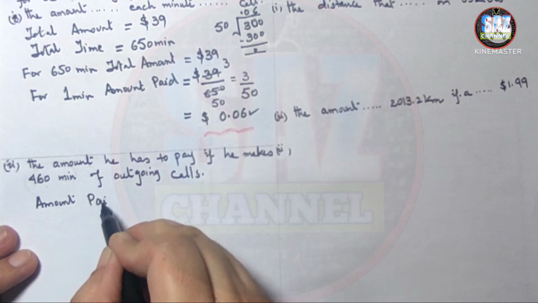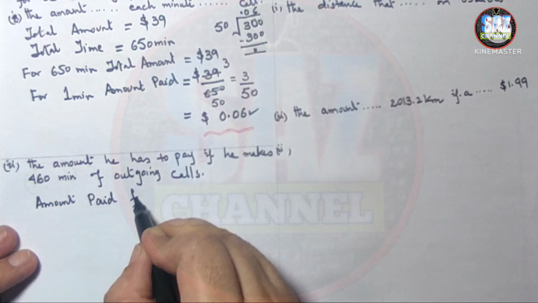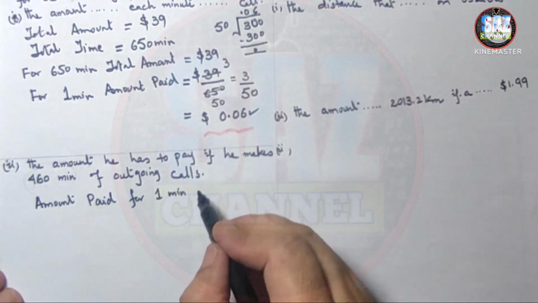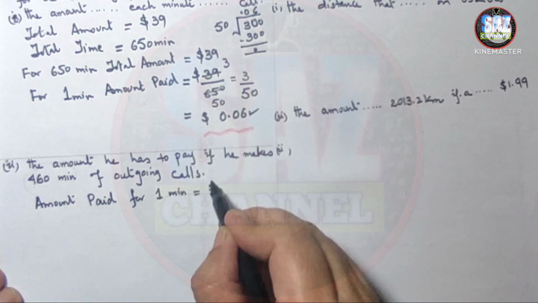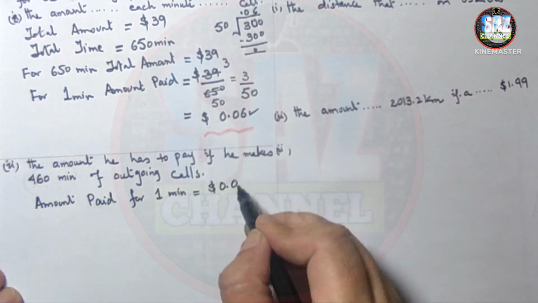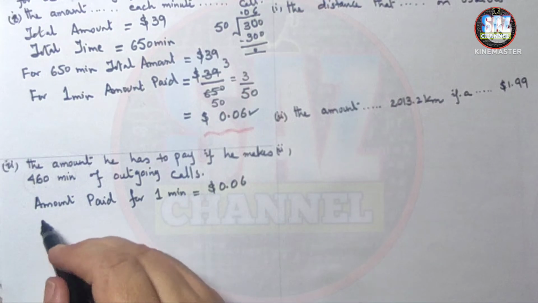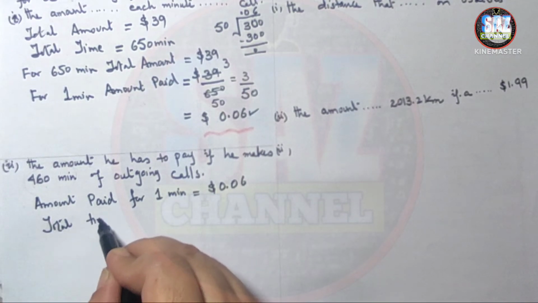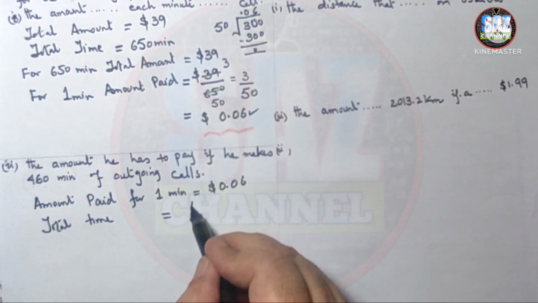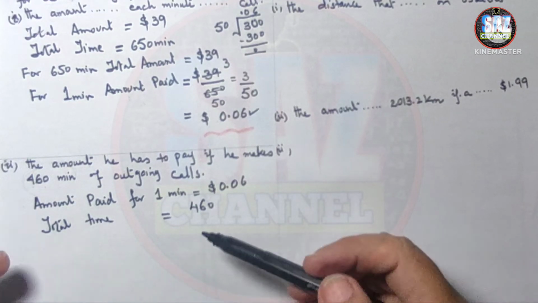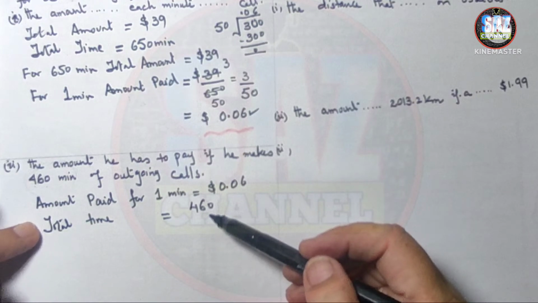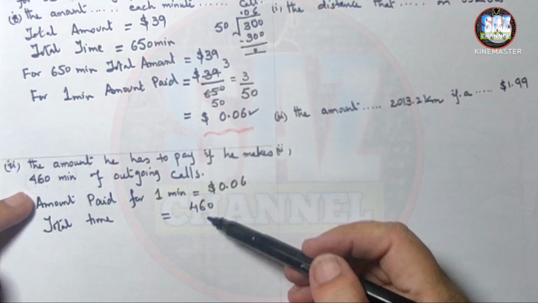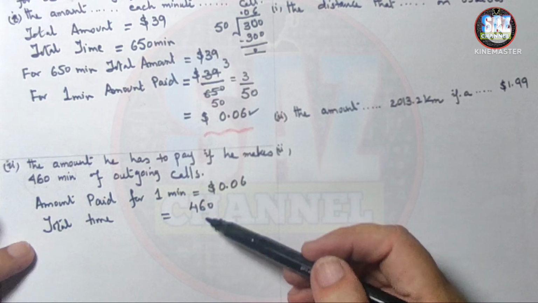Amount paid for 1 minute equals $0.06, which we got in the previous part, and the total time equals 460 minutes. Now look students, we have the total time, the duration of the call, and the amount paid for 1 minute, and we have to find the total amount for this.